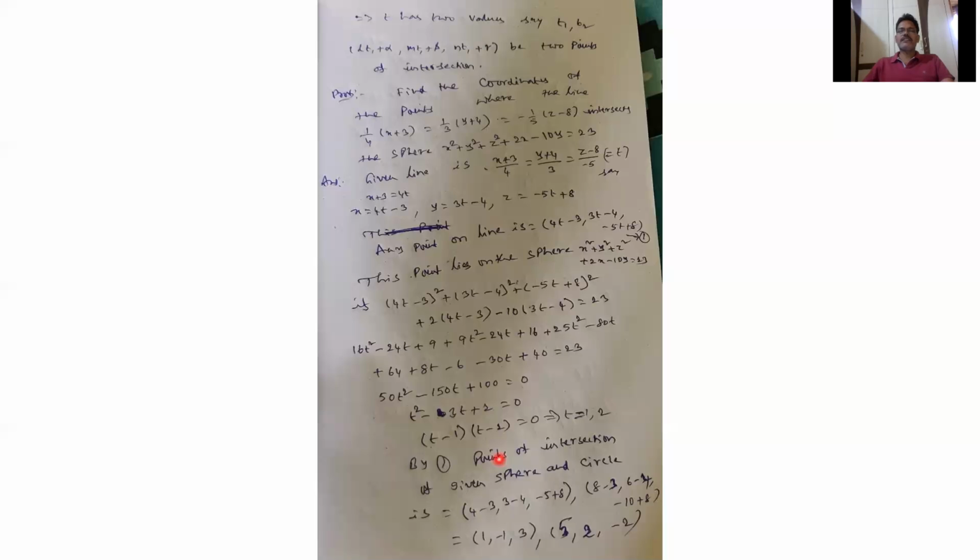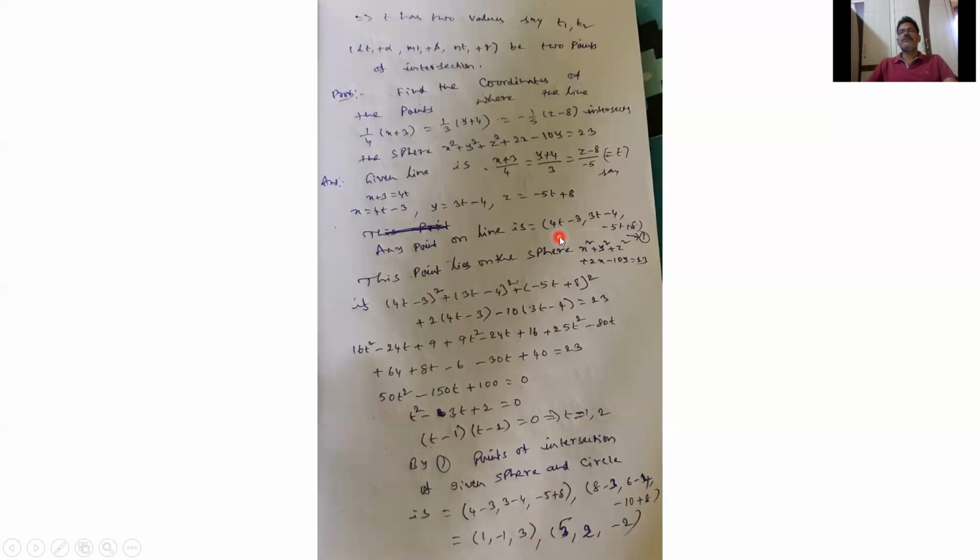Now the points of intersection of the given sphere and circle. Substitute t is equal to 1. So writing t is equal to 1: 4 minus 3, 3 minus 4, minus 5 plus 8. So 4 minus 3, 3 minus 4 minus 5 plus 8. That gives 1, minus 1, 3.